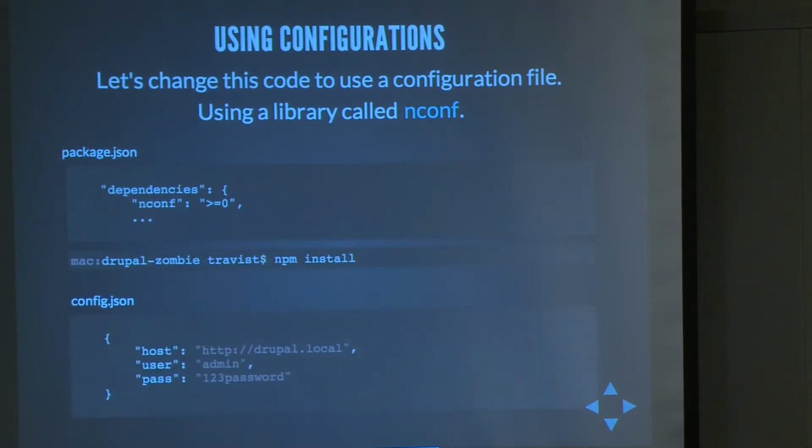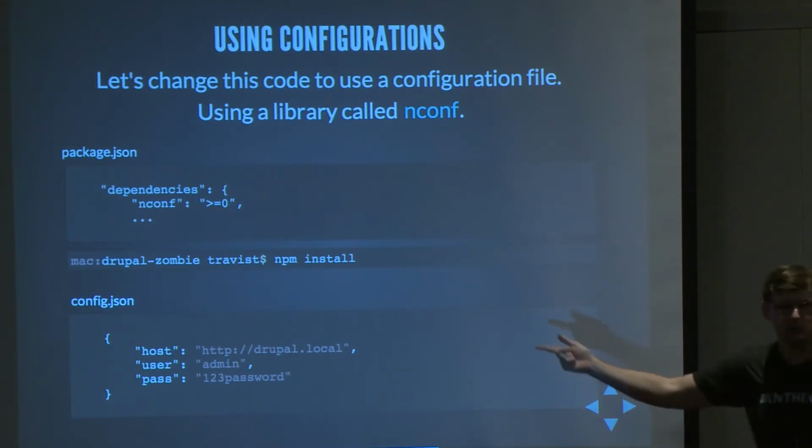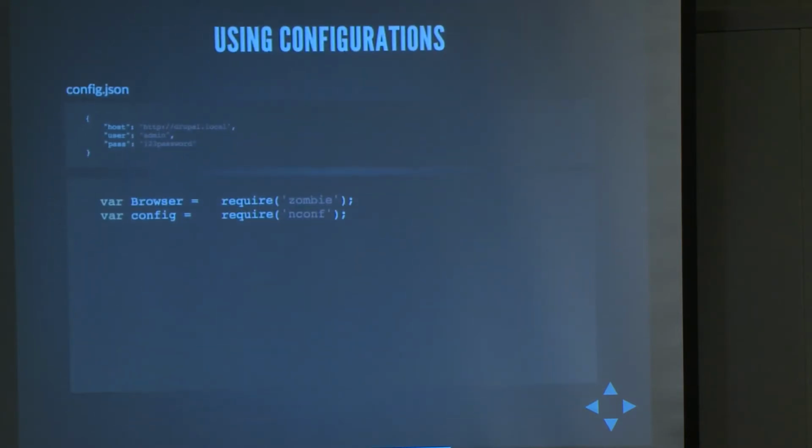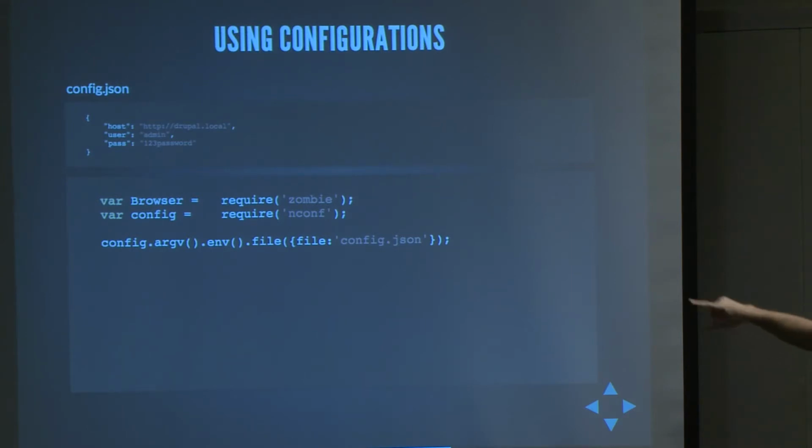Dependencies nconf, and then what we're going to do here is we're going to create this configuration file, which is just a JSON file, and we're going to put all the things we care about that would be considered configuration in that file, such as the host, the user, and the password. And then from there, what we actually have to do to our application is we first have to initiate it as config, require nconf. And then we're going to do this little command here. Well, I'm going to explain what this command does.